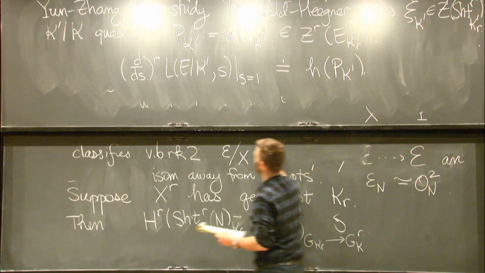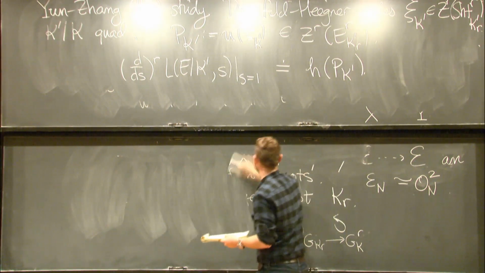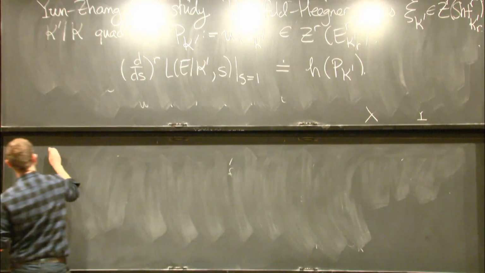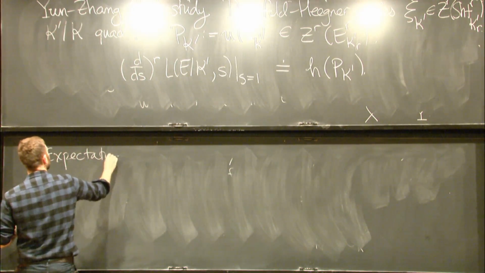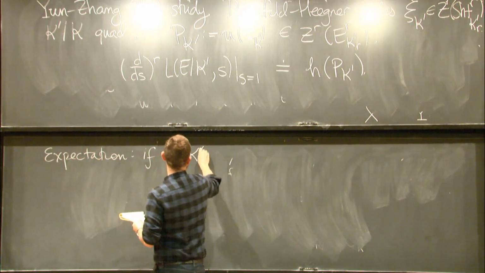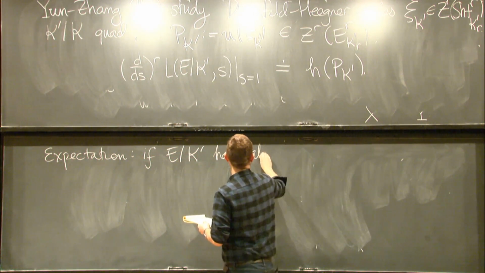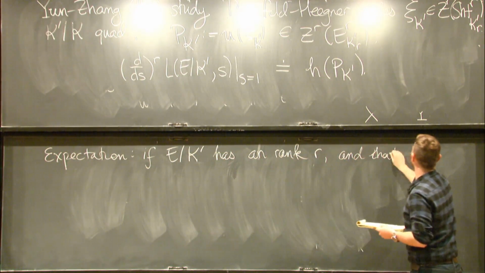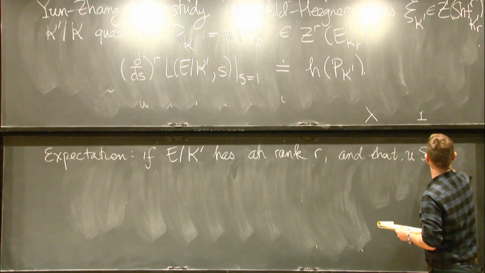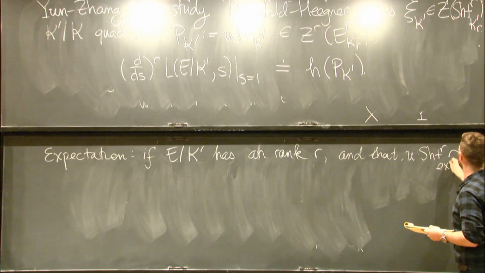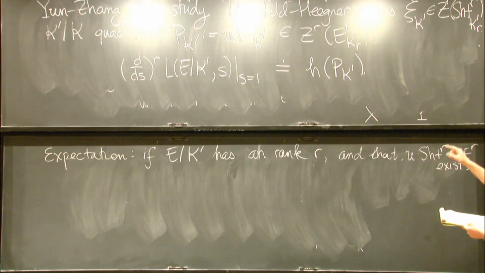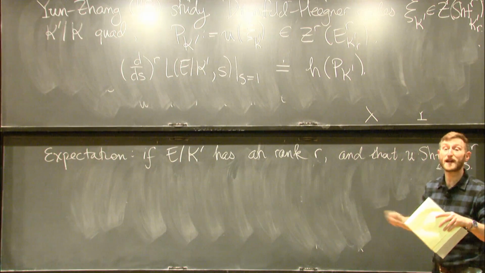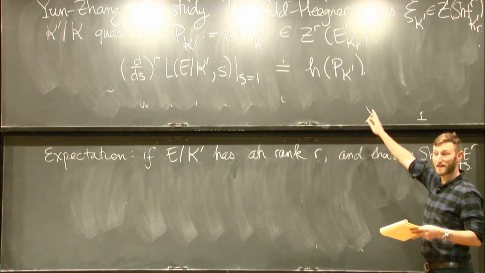So I think an important question is, I just want to spell out the expectation when it comes to the Birch and Swinnerton-Dyer conjecture. So let's suppose E over K prime has analytic rank exactly R, and that this map U exists. Then we've got this Hegner point. Well, what do we expect to happen? At this time, I am talking about the critical value, and that should be related to a regulator, like a determinant of height pairings like this.